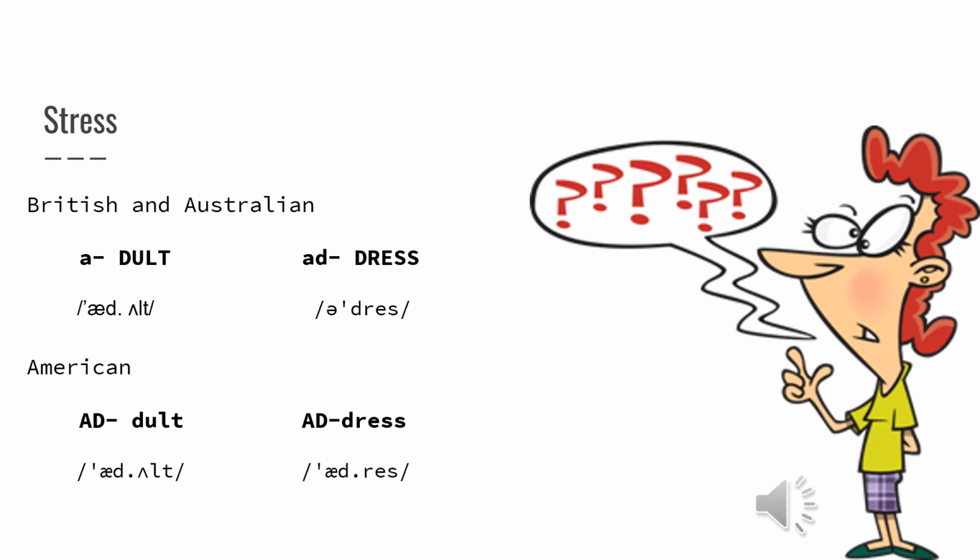Let's see some example of stress. British and Australian. We have the word adult and address. You see the difference? The stress is in the second syllable. In American, it's different. You say adult or address.